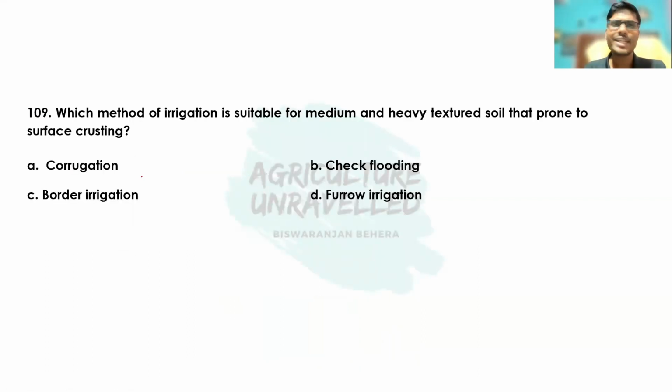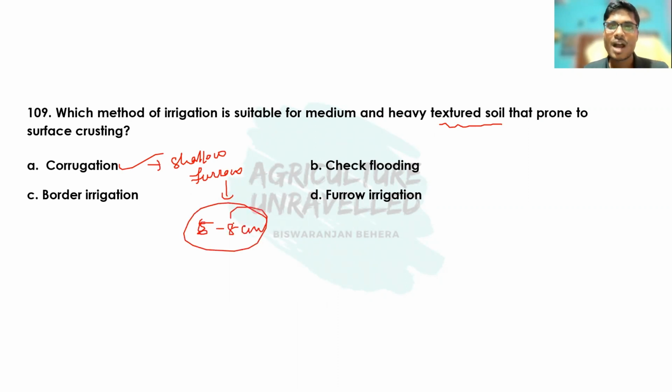Then coming to next question, that is, which method of irrigation is suitable for medium and heavy texture soil that are prone to surface crusting? So the correct answer of this question is corrugation. Corrugation is the shallow furrow irrigation. Shallow furrow irrigation means the depth of the furrow is just 6 to 8 centimeter, and the length of the furrow is also lesser.